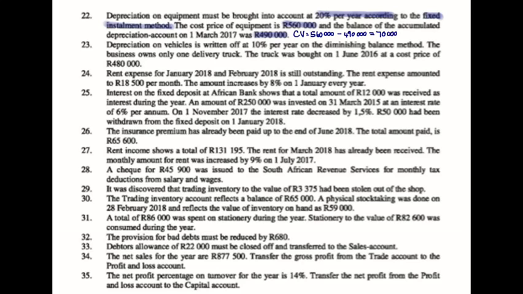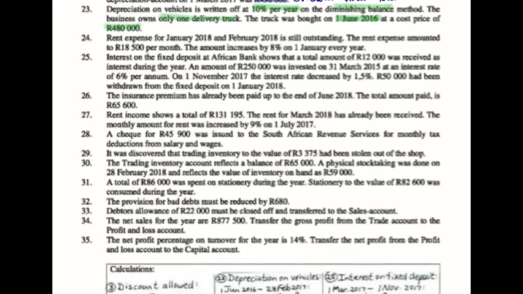Number 23, depreciation on vehicles is written off at 10% per year on the diminishing balance method. So that's the carrying value method. The business owns only one delivery truck, and the truck was bought on the 1st of June 2016 at a cost of 480,000. So we've had it for little over a year now. So when we go and work it out, we need to work out what the previous depreciation was as well as this year's depreciation.